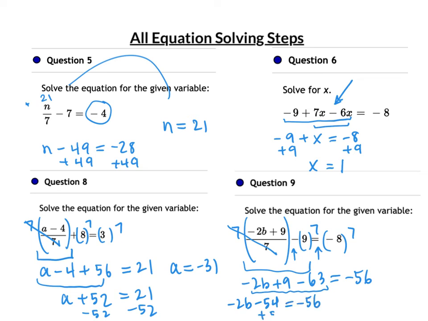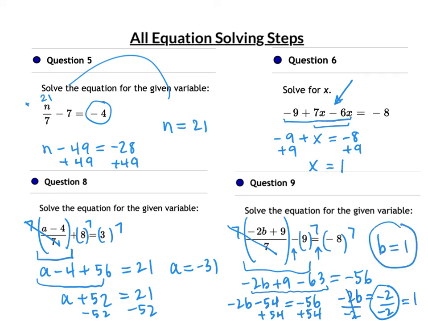And I'll add 54 to both sides, and I get negative 2b equals negative 2, and I'll divide by negative 2 and cancel, and right there's my answer. That simplifies to positive 1. So B equals positive 1. There's my answer.